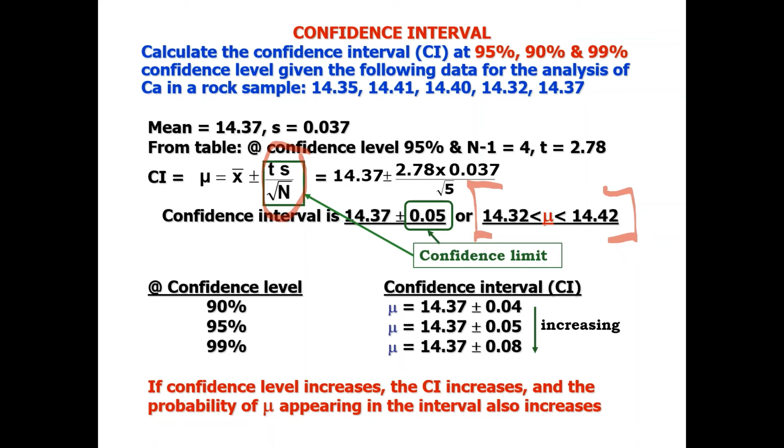Now, 14.37, again, if you change from 90% to 95%, the confidence limit becomes 0.05 because the value of t will increase. When you change it to 99%, the confidence limit will be 0.08 because the value of t will increase. So that's why if you want to be very specific, you go to a lower confidence level. Now I'm done with the meaning and the effect of confidence interval, confidence limit, and confidence level on your distribution of data.